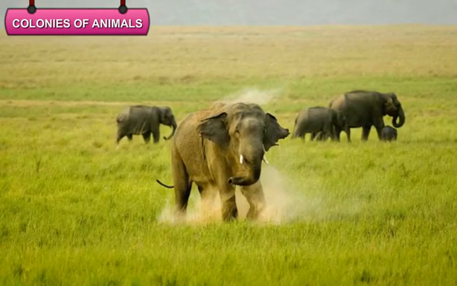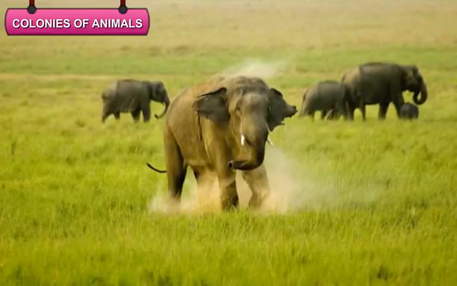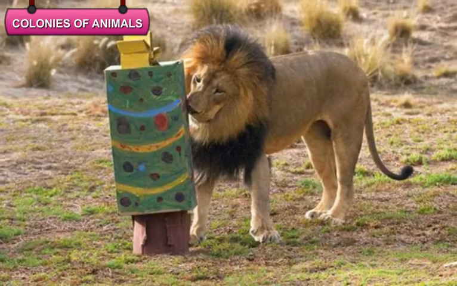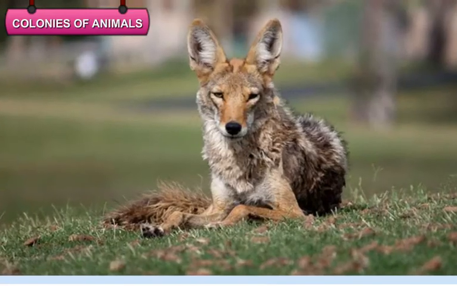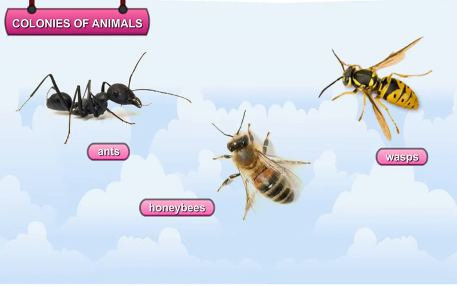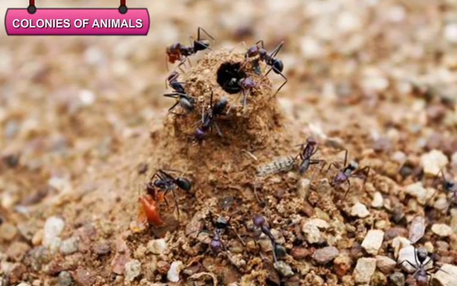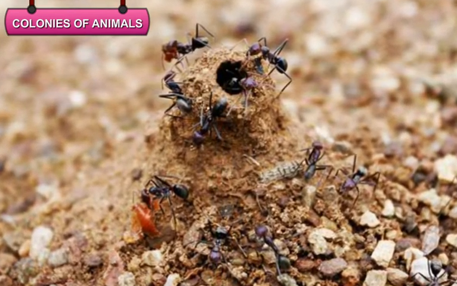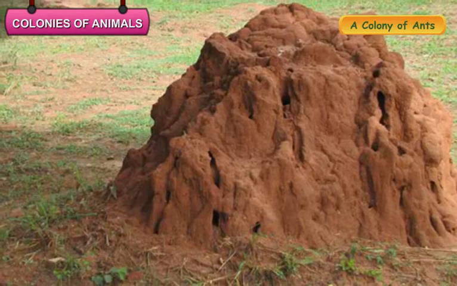Colonies of animals. A large number of animal species also live on the earth. They have different types of behavior. Some animals live in groups, while some live alone. Some small insects like ants, honeybees and wasps are called social animals. They live together in large numbers and in highly organized society. Let's discuss about the colony of ants and bees.